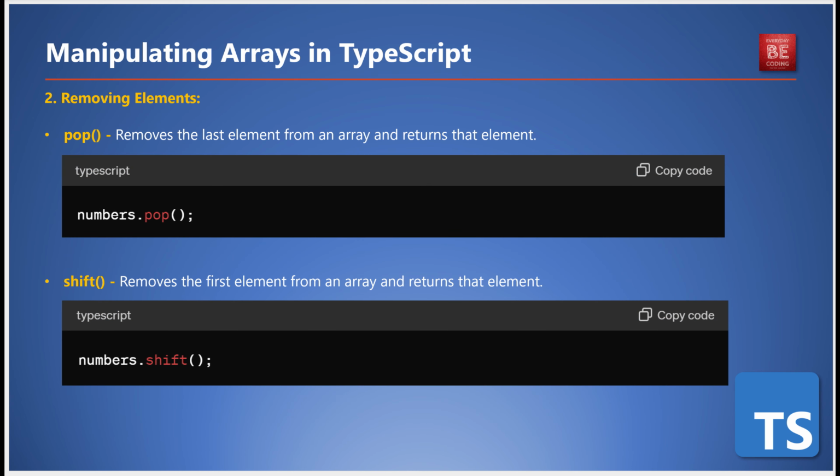Removing elements is just as straightforward. Use pop to take off the last element or shift for the first. These operations not only modify the array but also return the removed element, which can be useful in many scenarios.